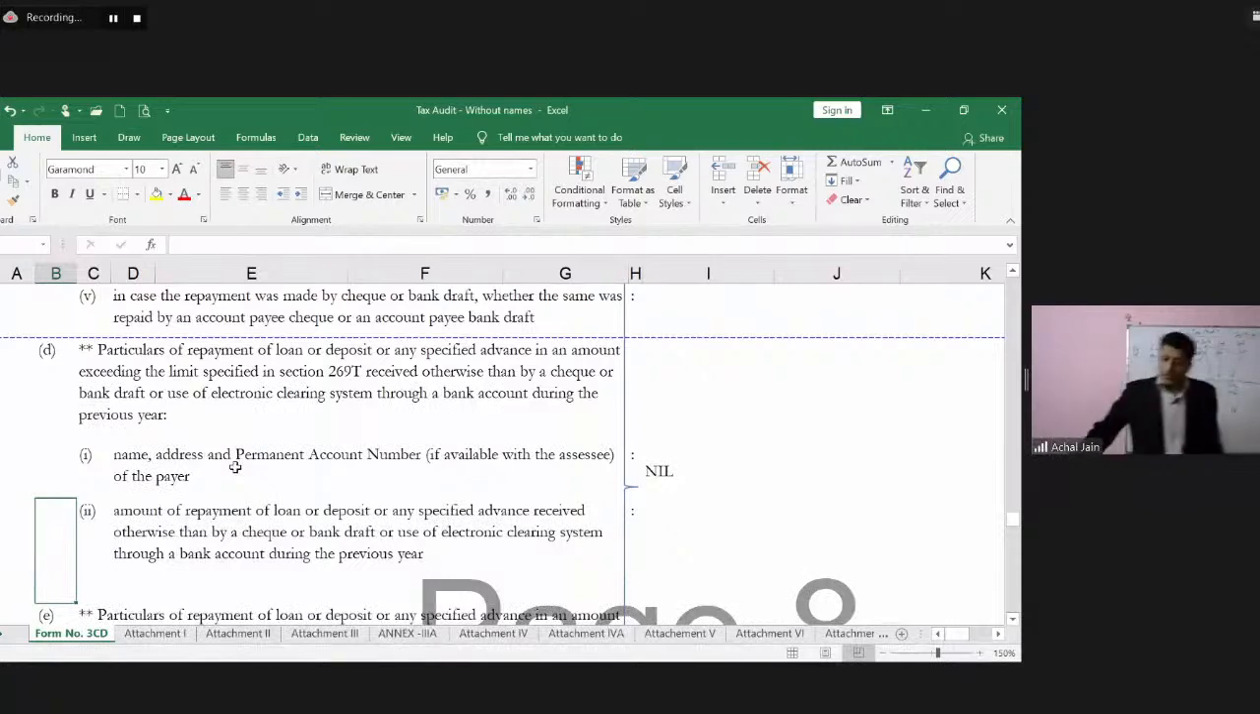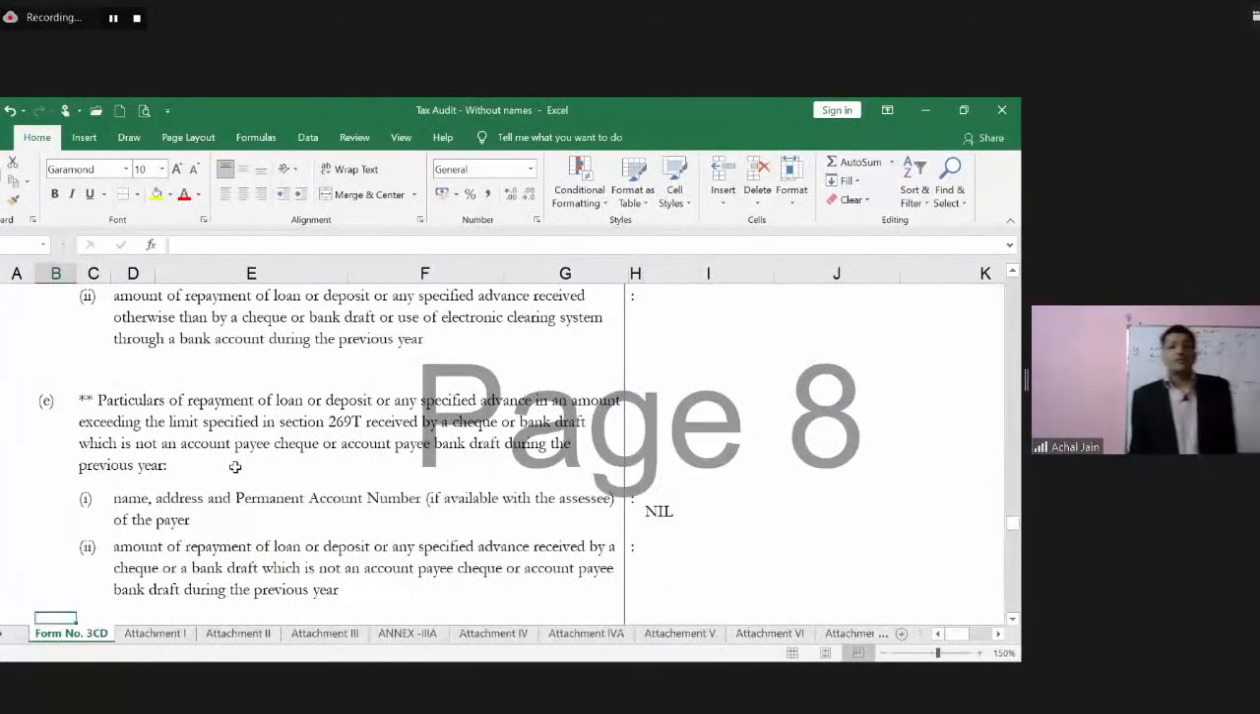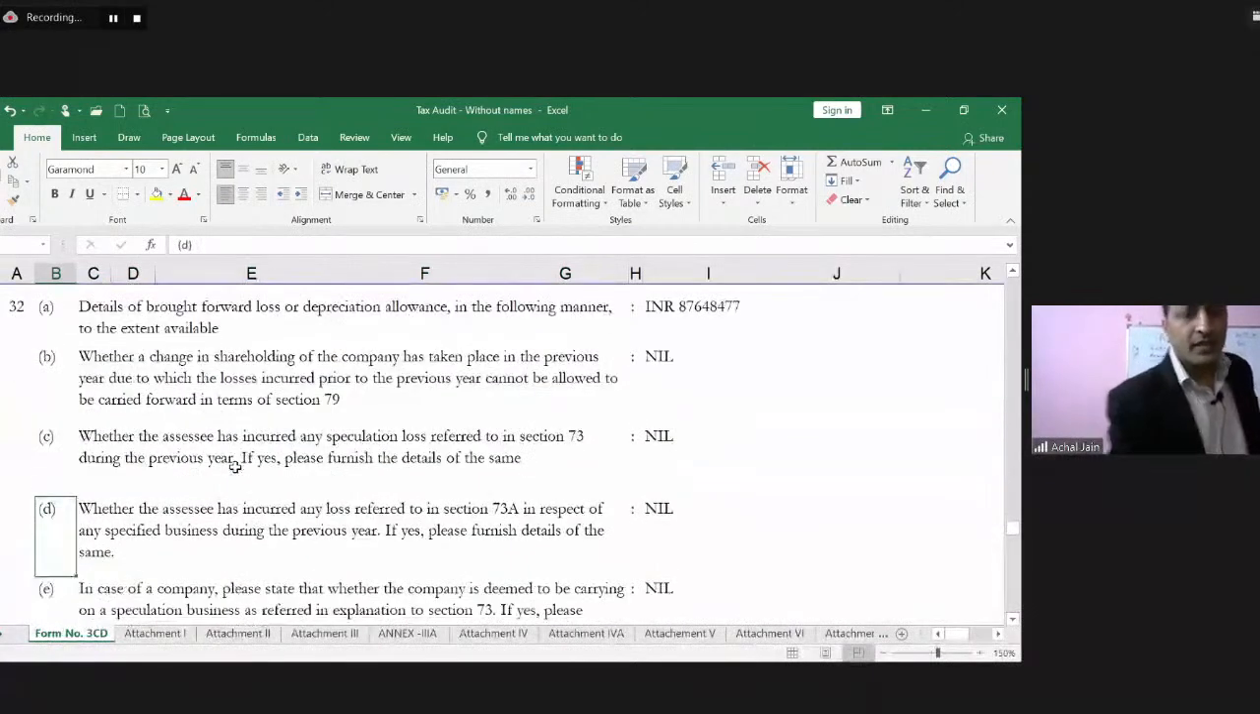Okay. Now, if you move on to point number E, it talks about particulars of repayment of loan or deposit or any specified advance in an amount which is exceeding the limit specified in section 269T, which is received by a cheque or a bank draft, which is not an account payee cheque or account payee bank draft during the previous year. Yeah. So now for all of these details, you would have understood that the requirements in terms of the particulars, etc., which are required to be captured over there are very much on similar lines.